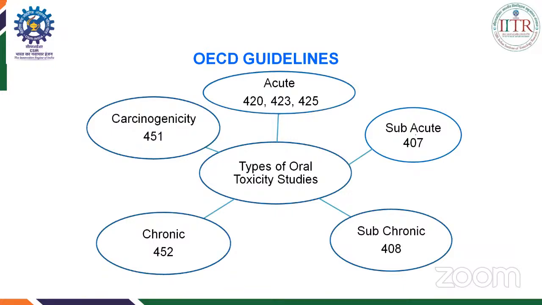So coming back to OECD guidelines for the different types of studies, as you can see, most of your acute toxicity studies would be either say following the guideline 420, 423 or 425. In subsequent slides, you will know what are the subtle differences between these three different types of guidelines. All of them pertain to an acute toxicity study, but some small differences between them.